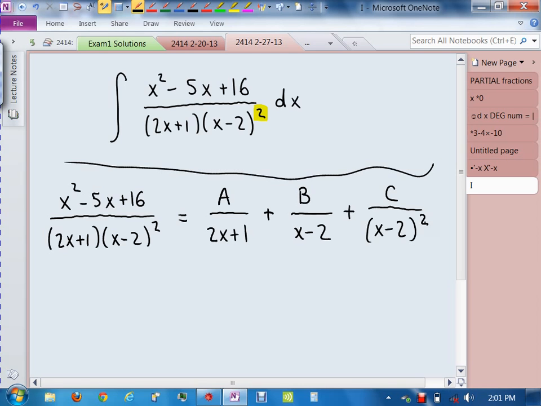Now, LCD on both sides. The left side's the easy part, right? That's x squared minus 5x plus 16 equals. Now, when you multiply the A over 2x plus 1 times your denominator, right, over here, the only thing that cancels is the what? The 2x plus 1. So what's still there next to the A? X minus 2 squared, right? That's what's still there. Does everyone see that?